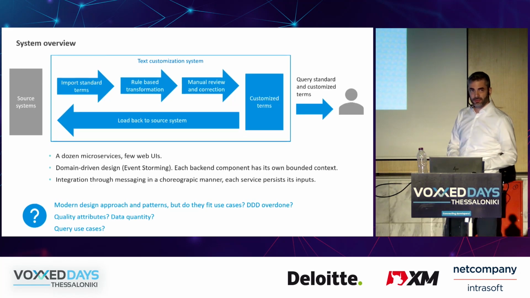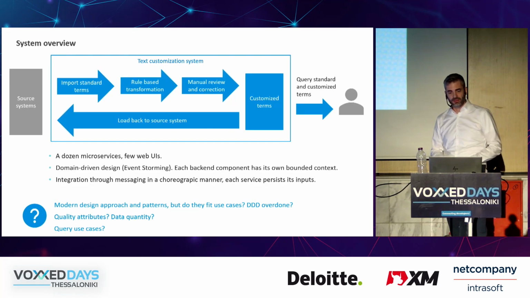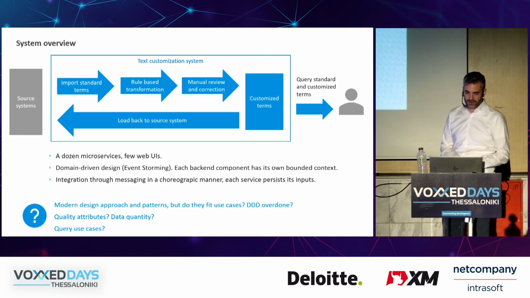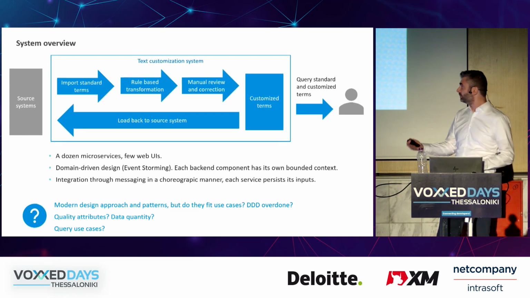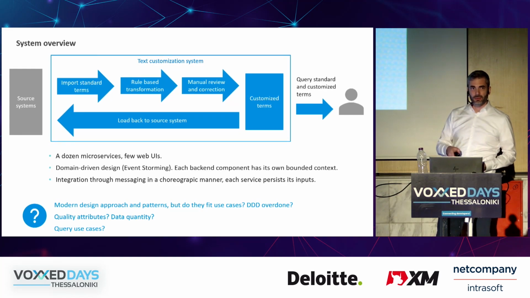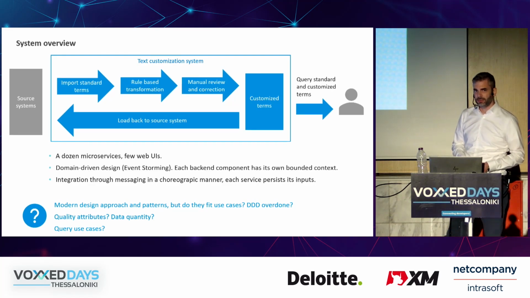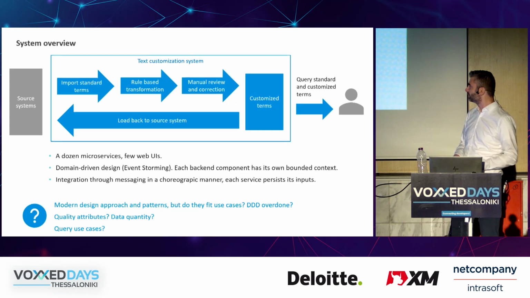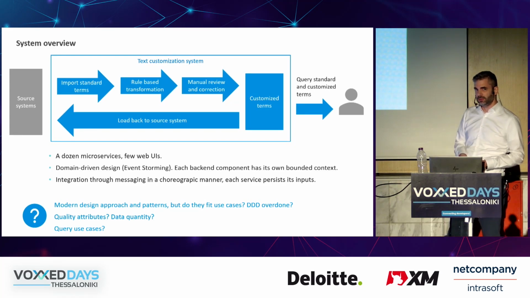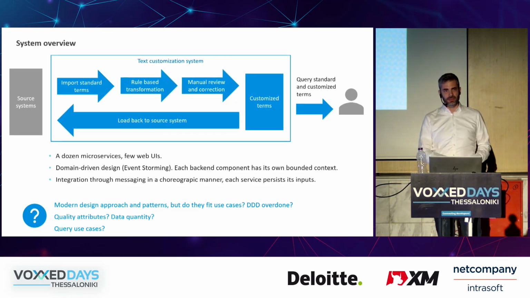And in terms of structure, like a technical structure, this was made out of several microservices, kind of like a dozen. Some of them were web UIs. And the way they built this was with domain-driven design. And in some cases, they even used event storming. But they considered that each backend would have its own bounded context. Integration was also quite up to date. They used messaging with the choreography pattern, but each service persisted each input, their inputs.